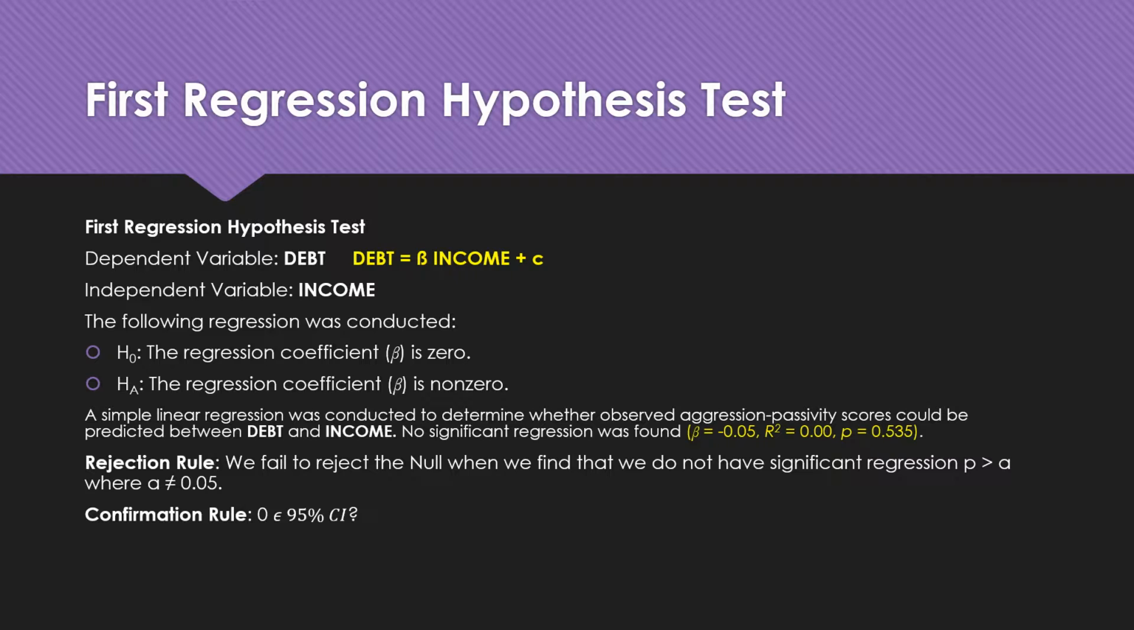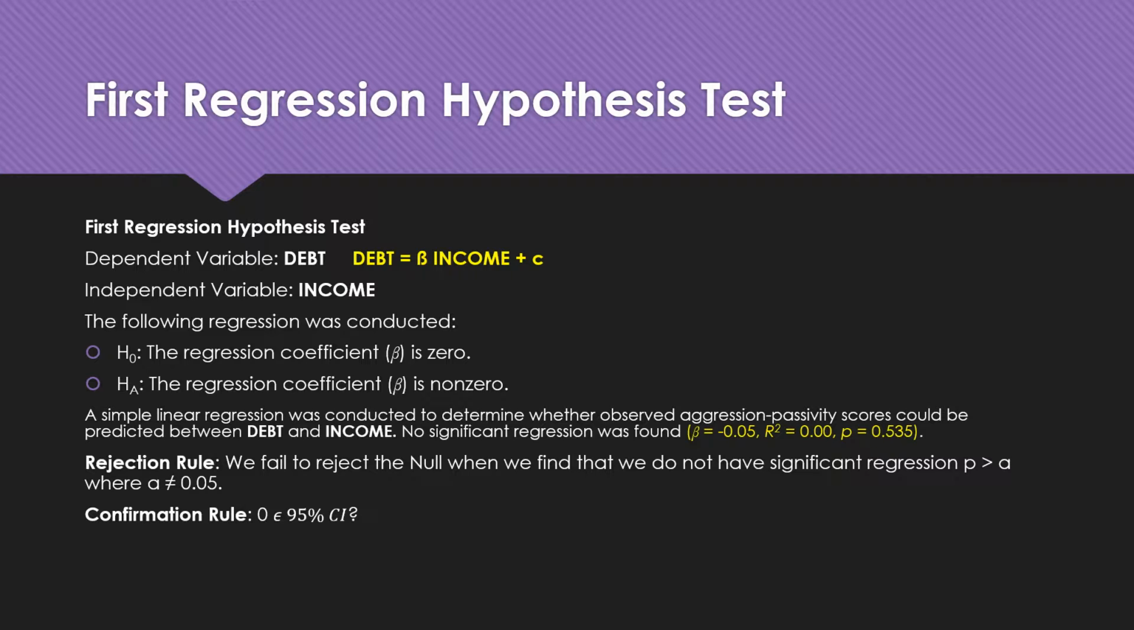In the first regression hypothesis test, we know that debt is the dependent variable and income is the independent variable. We also know the hypothesis for regression, and again, we also know the rejection rule. When the p is less than the alpha, we reject the null. And for most cases, the alpha is 0.05. Lastly, we are going to check the confirmation rule to see whether 0 is within the 95% confidence interval.